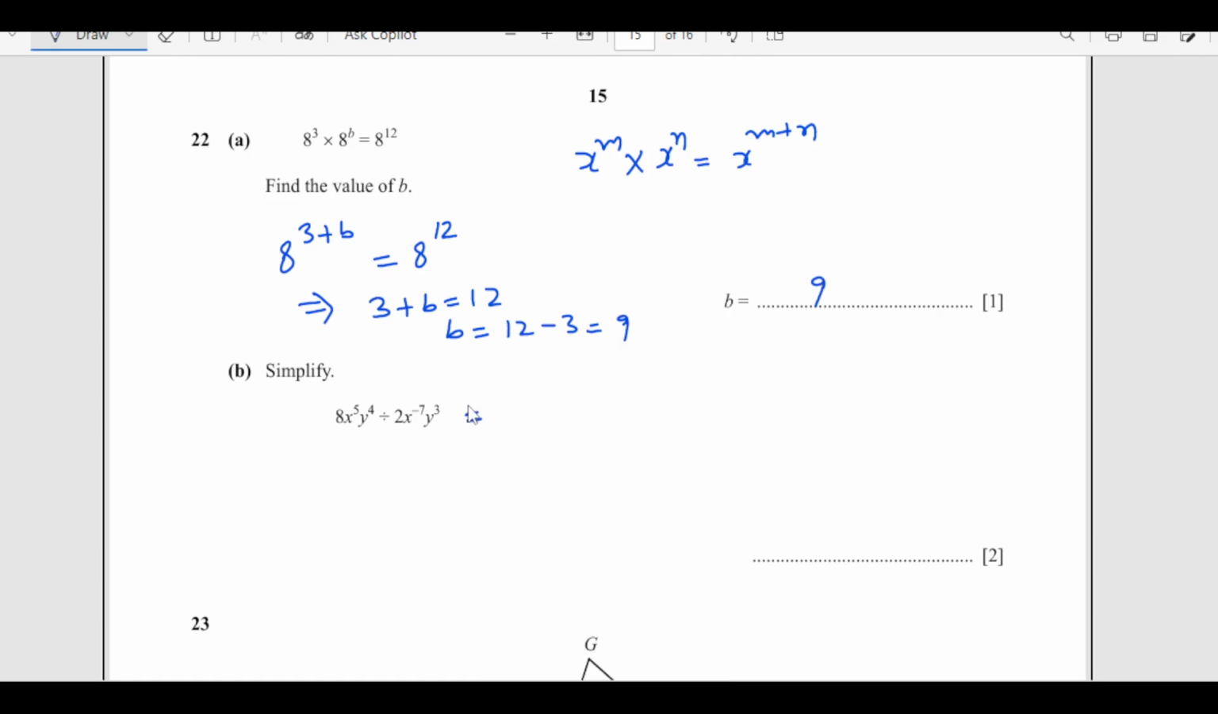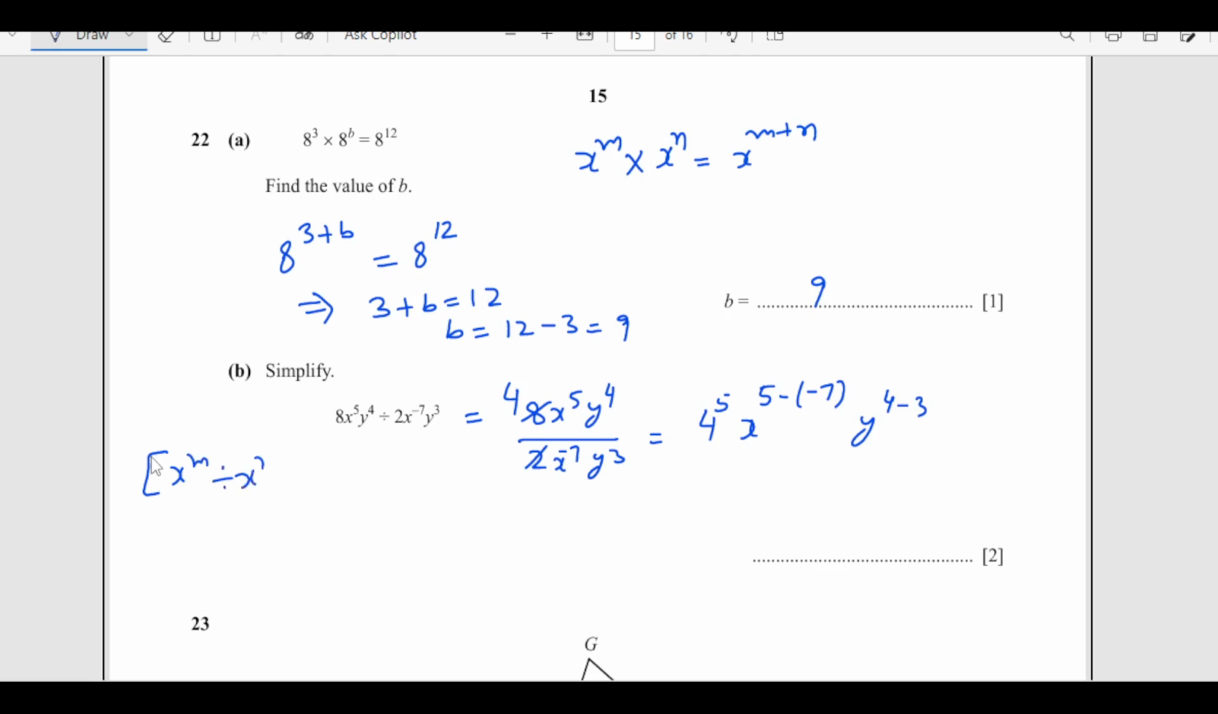Now for this one, I am rewriting here, 8x power 5 y power 4 divided by 2x power minus 7 y power 3. So this is 8 divided by 2, which is 4, and x power 5. When there is a division, we subtract the powers. So here it is 5 minus 7, and for y it is 4 minus 3. What I mean is, if we have x power n divided by x power m, then we subtract the powers, right? When it is multiplication, we add the powers, when division we subtract the powers.